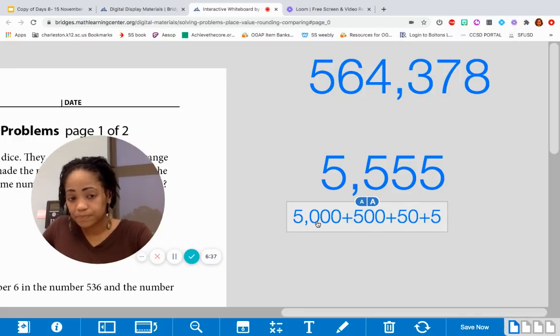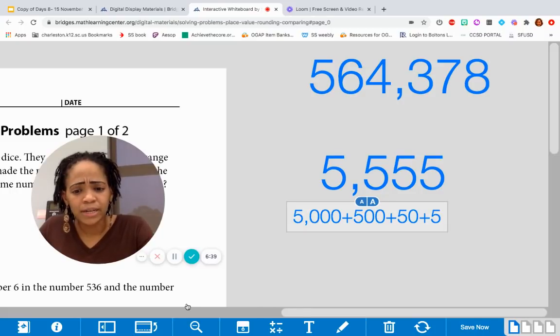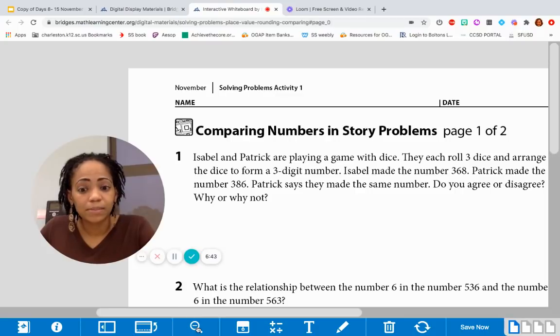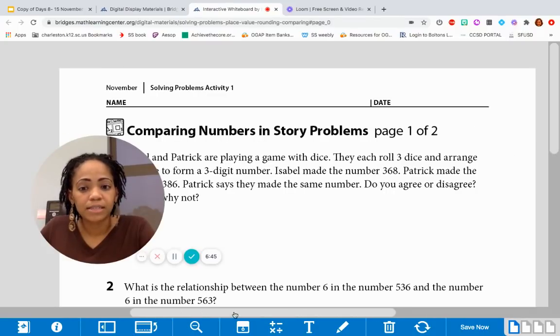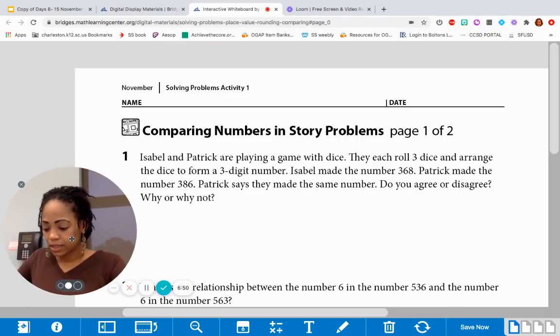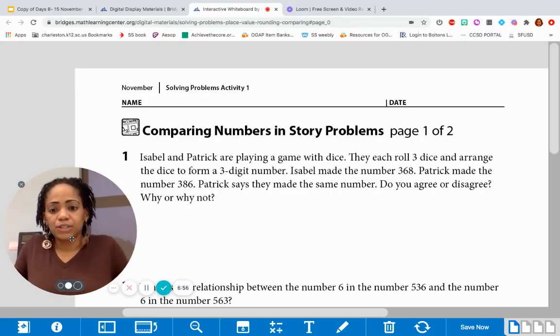I sure hope so, because we are going to work on a word problem. Some word problems today, some place value word problems, that is. And here they are. And here is the first question. Focus only on the first question right now. Read it silently to yourself really quickly.